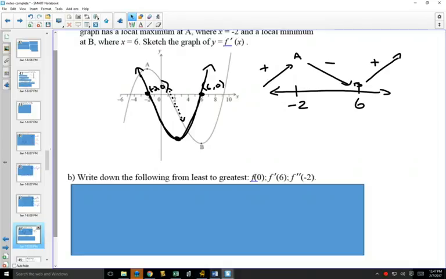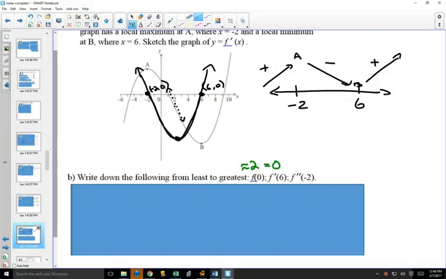Write down the following from least to greatest. What do we know about f of 0? If we had to estimate it, it looks like it's at about +2. I'm just picking numbers. What do we know about f prime at 6? F prime, that's your derivative, that's your slope of your tangent. At 6, we have the minimum. What would that mean our derivative is equal to? That one I know for sure is equal to 0.